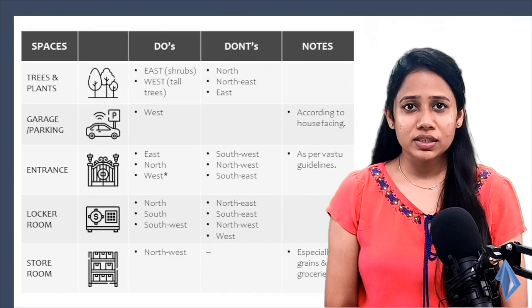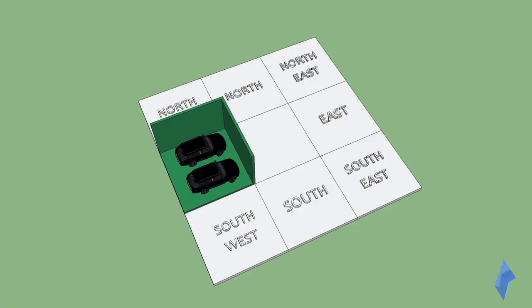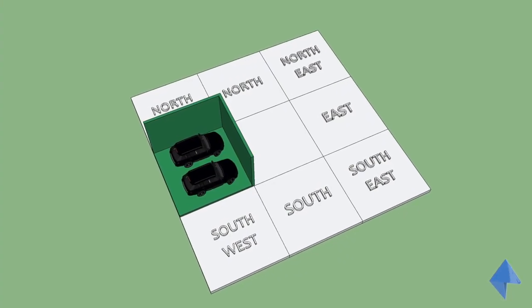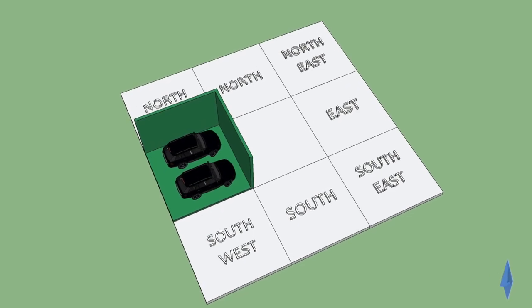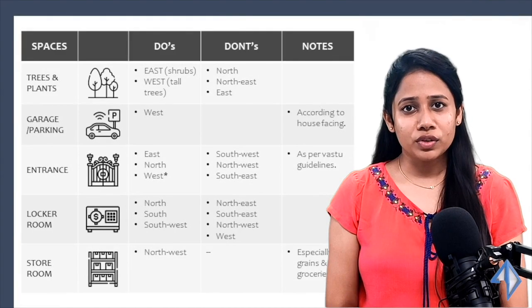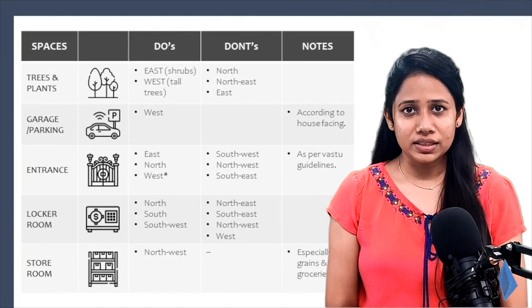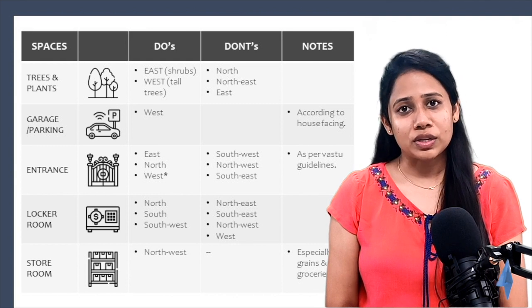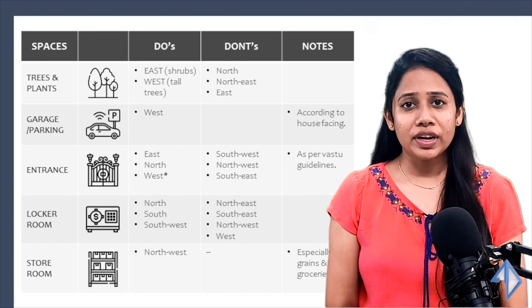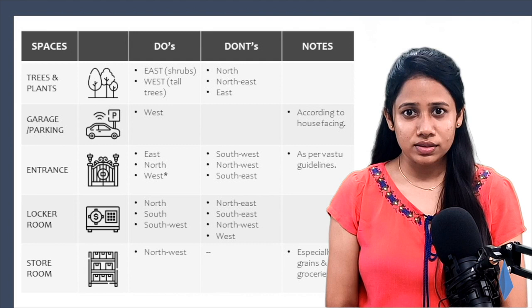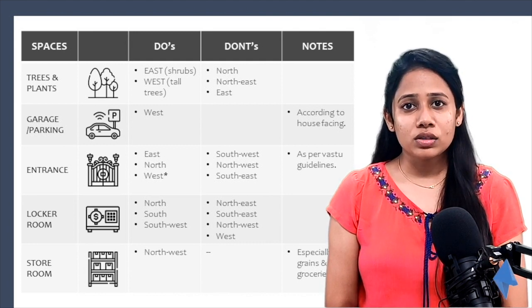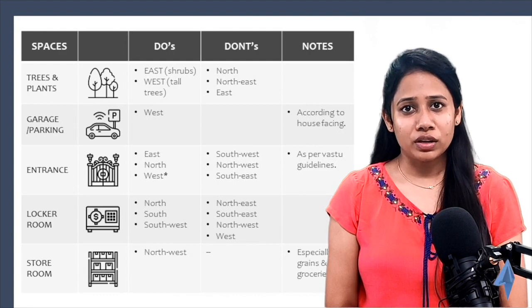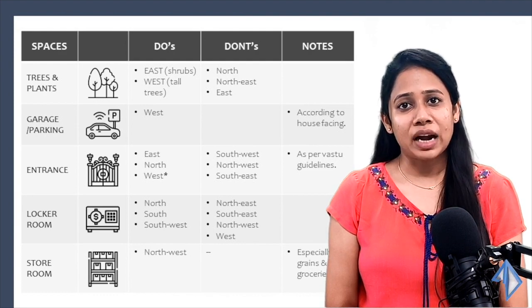The next space is garage or parking. It's preferred to plan your garage in west direction or it can be according to your house facing. Entrances of the house can be planned in east, north and west. If you have west facing entrance, it should be according to Vastu guidelines. You should not have entrances from southwest, northwest and southeast. These are the corners where we receive extreme amount of energy which has a negative impact on occupants.